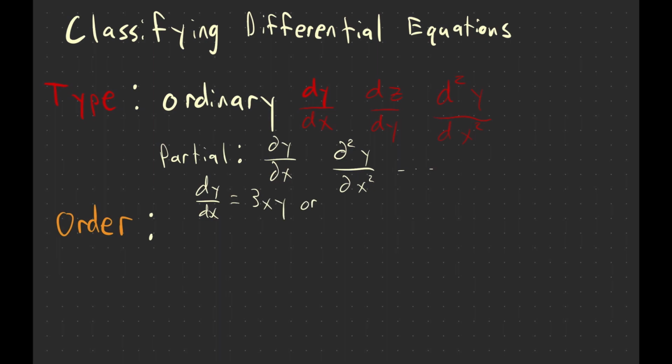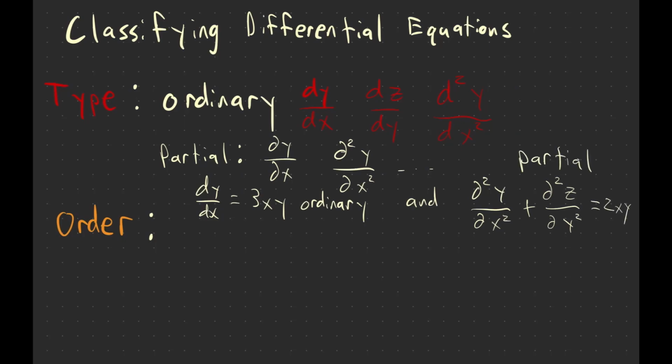So in this example, the derivative of y with respect to x equals 3xy is ordinary. And this one right here, the second partial derivative of y with respect to x plus the partial derivative of z with respect to y equals 2xy, that one is partial. You have partial derivatives in there, so it's a partial differential equation.